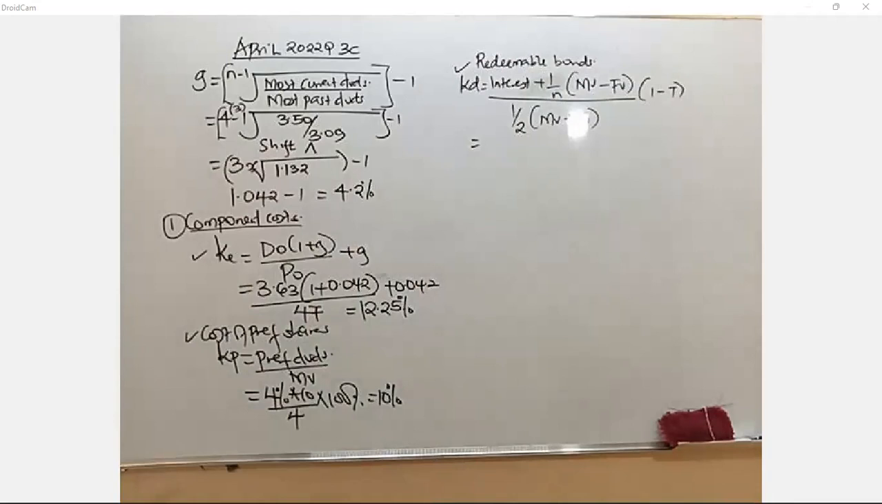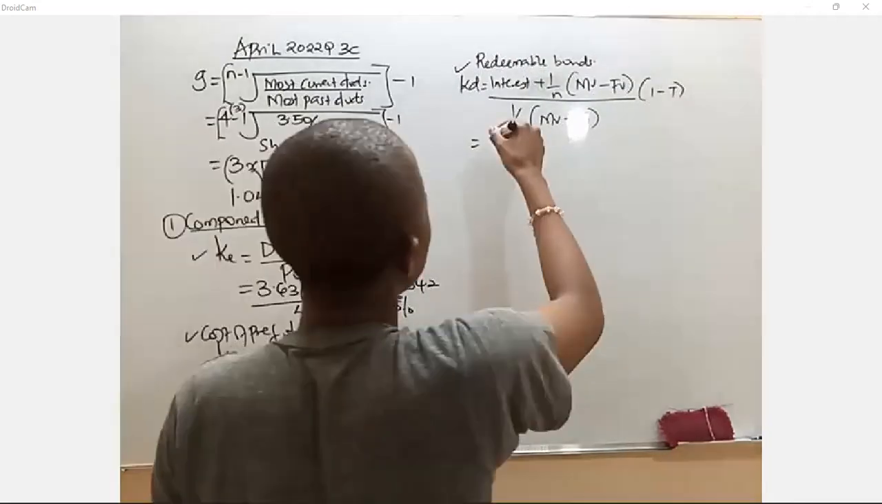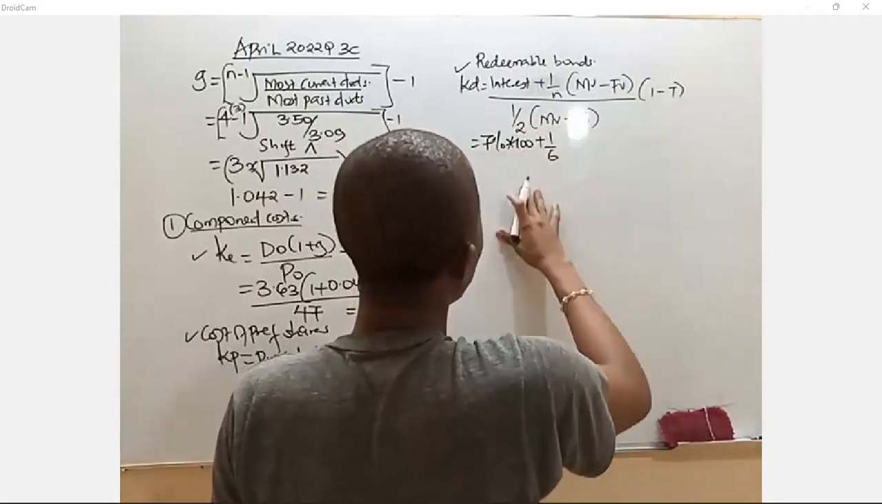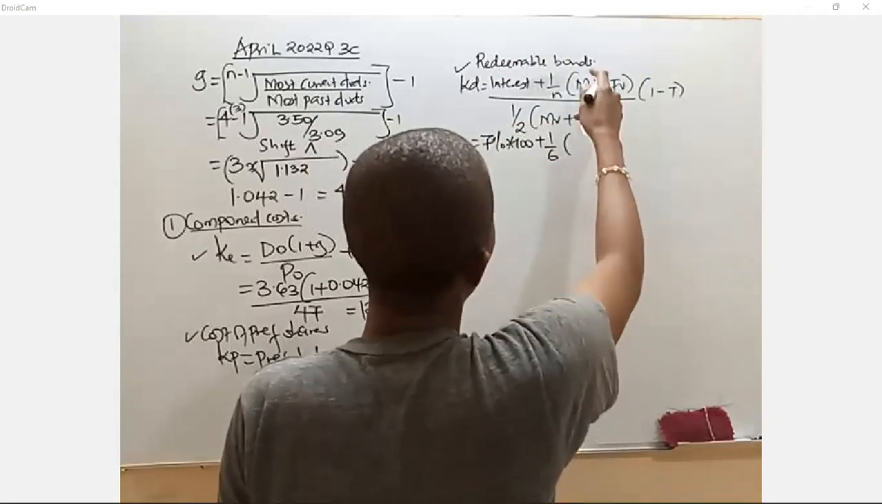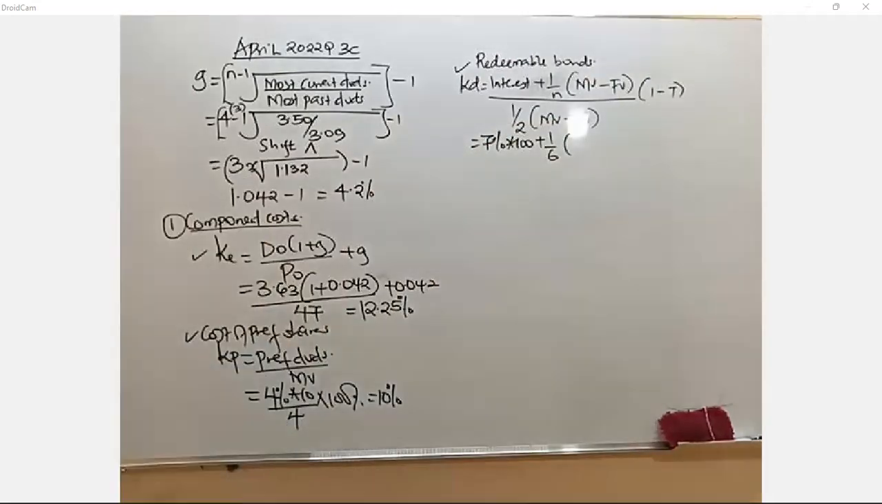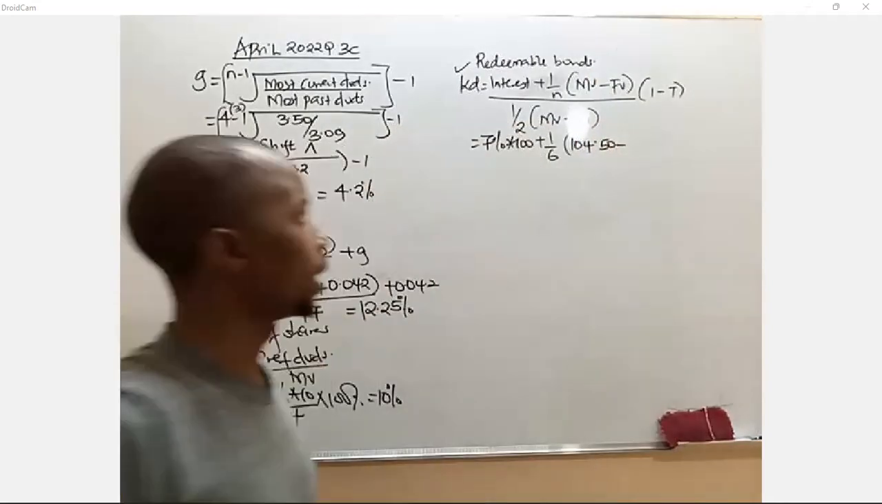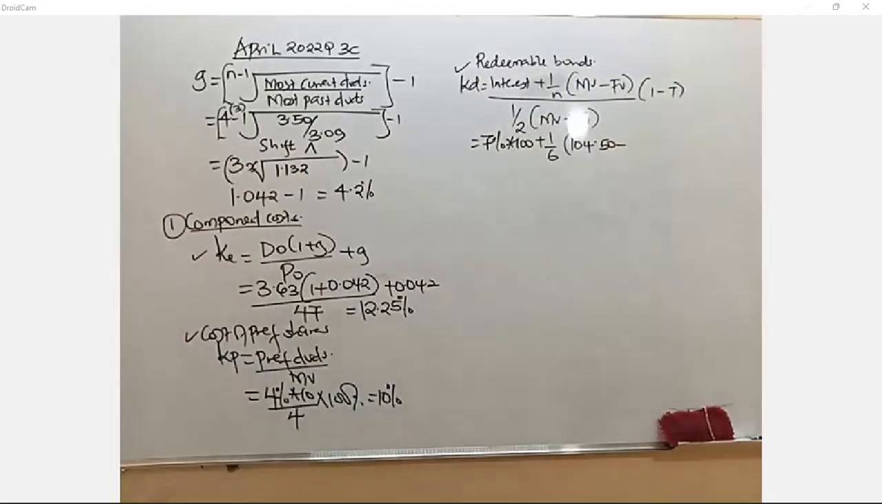7%, we can see we are being told the 7% bonds are redeemable at 5% premium to their nominal value of 100. So it will be 7% of 100, right? Plus 1/6, because we have been given 6 years in the question, correct? Then we have the market value of ours. How much is the market value? We have been told the ex-interest market value is 104.5, minus, right? We have been told how much the bonds are redeemable at, 105% premium to their nominal value.